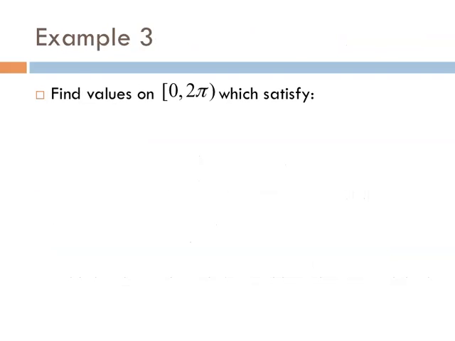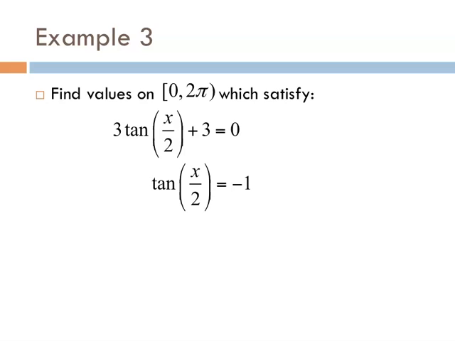So find values on 0 to 2 pi which satisfy this equation, 3 times tangent of x over 2 plus 3 equals 0. We're going to start it off the same way. We're going to try to isolate the trig function. So tangent of x over 2, get that by itself. So we'll subtract 3 and then divide by 3. That gives us tangent of x over 2 equals -1.